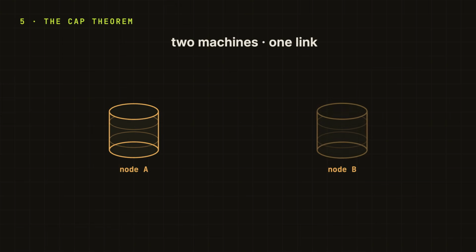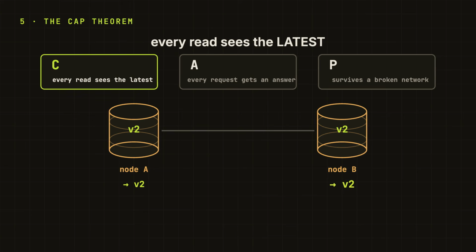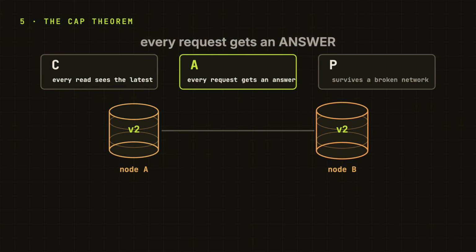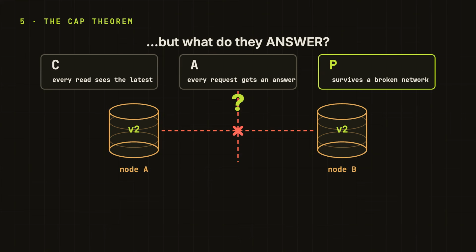Okay, so now our data lives on many machines, copied and split, and this raises one of the most famous ideas in all of system design, the CAP theorem. It is three letters. C is consistency: every read sees the latest data, everyone agrees. A is availability: every request gets a response, the system is always up. And P is partition tolerance: the system keeps working even if the network breaks between the machines.